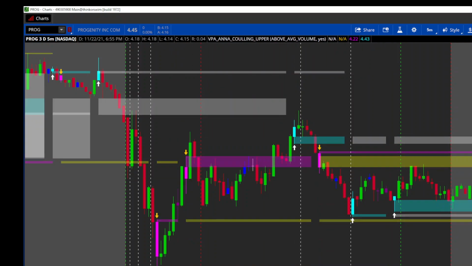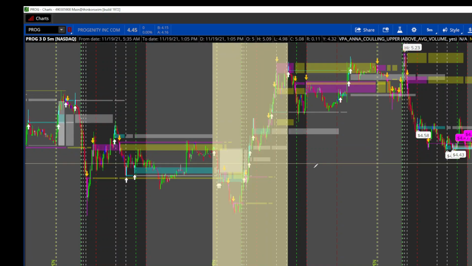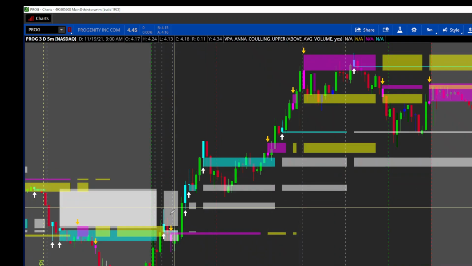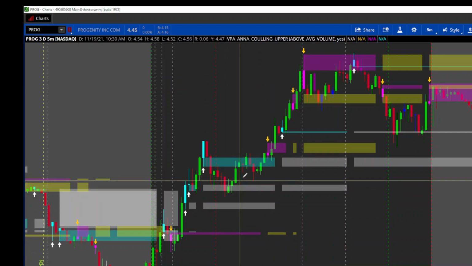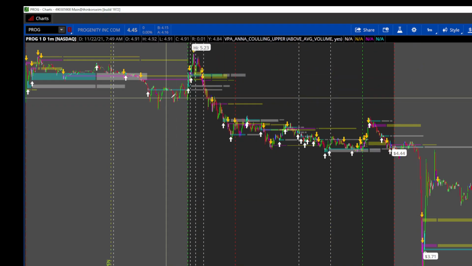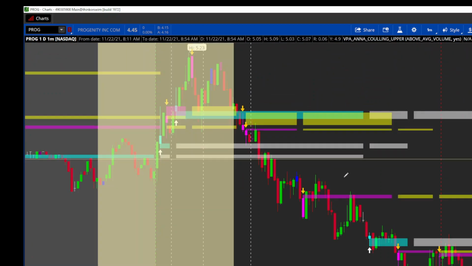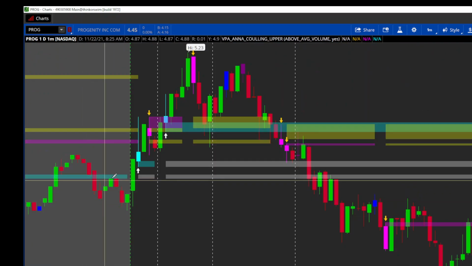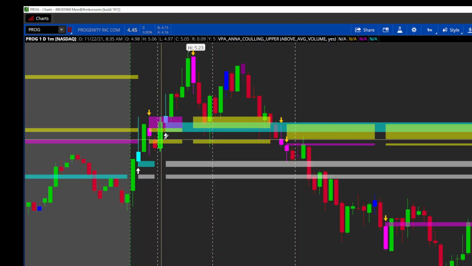And like I said, I like using it on the higher time frames. Really, the 15 minutes is the one I use it on. But as you can see, it works just fine on a 5 minute, and it gets real crazy on the 1 minute. As you can see. But it works on all time frames.